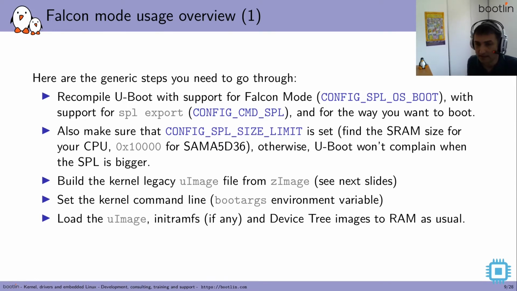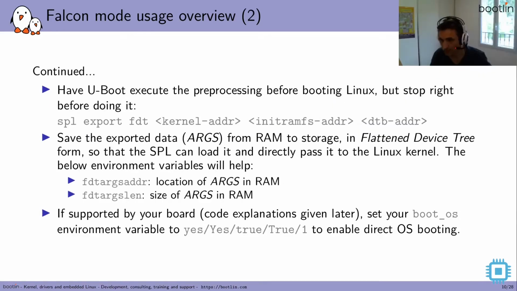Then you build the kernel legacy uImage file from the zImage file. We'll explain how to do that. Set the kernel command line, that's bootargs, and load the uImage, the initramfs if you have one, and the device tree image to RAM as usual. Then the next thing is to have U-Boot execute the preprocessing before booting Linux, but stop right before the execution of the Linux kernel.